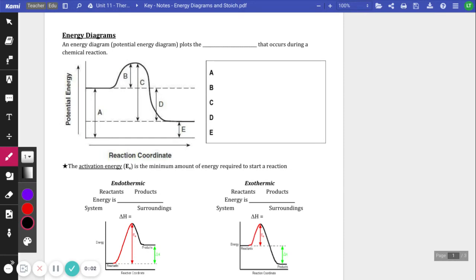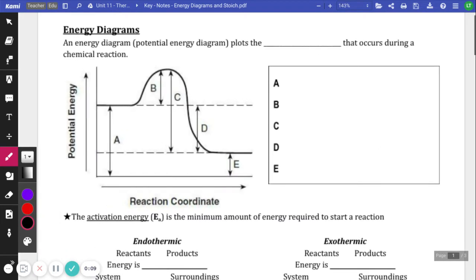Hi guys, so in this video we are going to go over energy diagrams as well as thermochemical stoich. So we're going to start with going over energy diagrams.